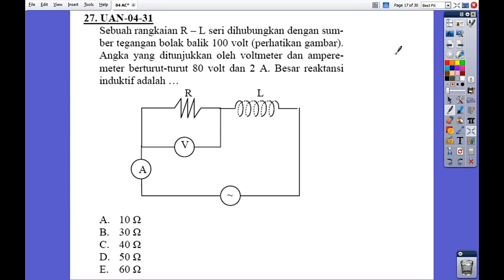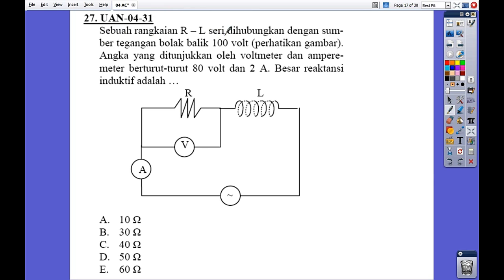Today we are going to do an exercise on RLC circuits. Actually, this was already given to you in class and you have already done it in your book. Today we are going to solve the problem given. So here we have a question from UAN 2004 number 31.